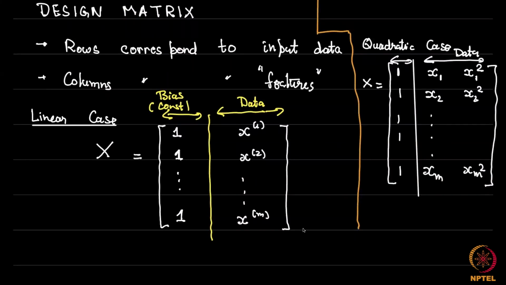We can also write the size of this matrix X. You can see that there are 1, 2, 3, 4 up till m rows. In the linear case, you can see 2 columns. In the quadratic case, X has m rows and it has 3 columns. All right.